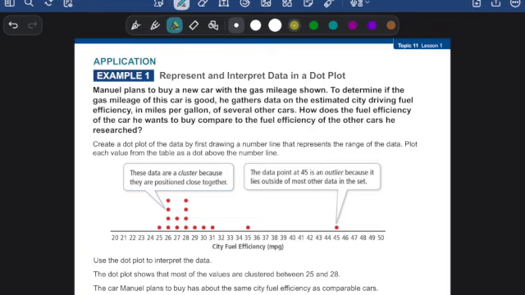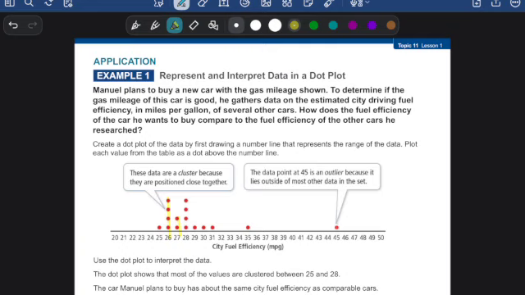And then each red dot represents one data point, so one car's fuel efficiency that he researched. And you can see we have a total of 16 dots, so he had a total of 16 cars that he researched. You can see that we stack the dots on top of each other. So we have 4 cars that had a fuel efficiency of 26. We had 2 cars that had a fuel efficiency of 27, and so on and so on.